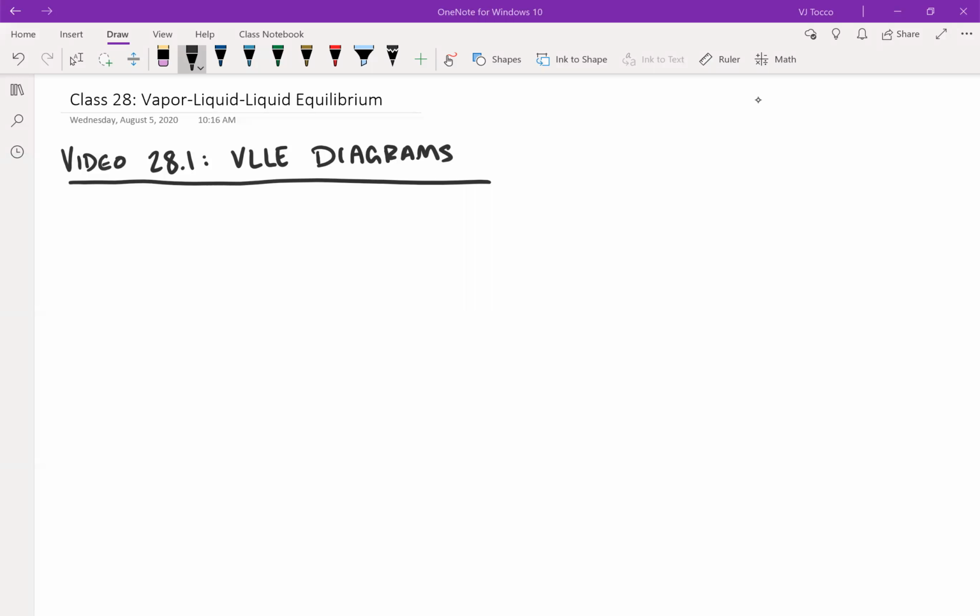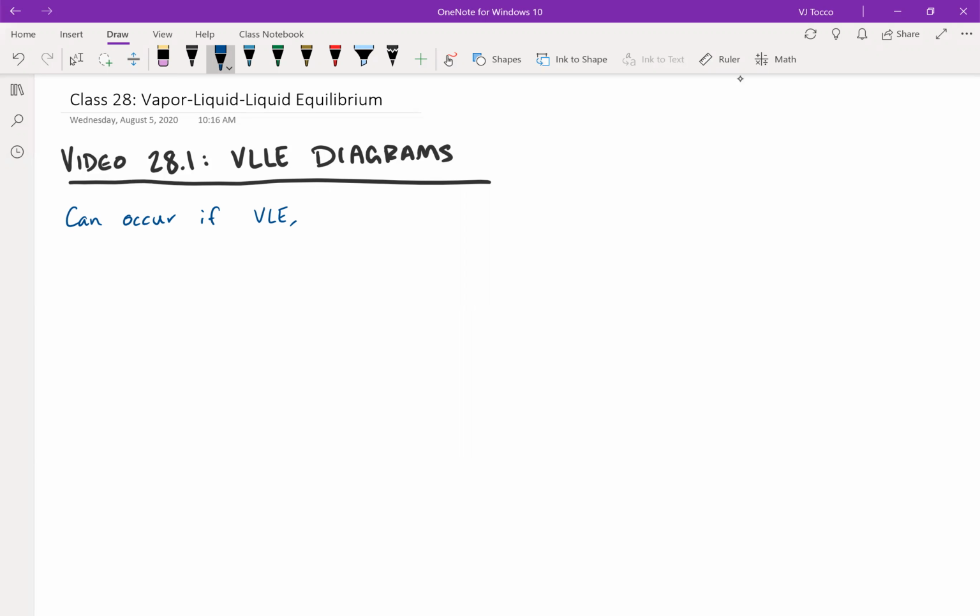The subject of today's ECH 4123 class is vapor-liquid-liquid equilibrium. In vapor-liquid-liquid equilibrium, you actually have three phases that can coexist together. The main time this can occur is if you would have vapor-liquid equilibrium, except the liquid phase contains a mixture of two things that are immiscible.